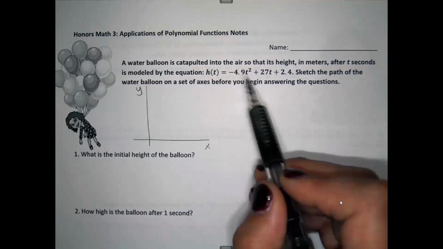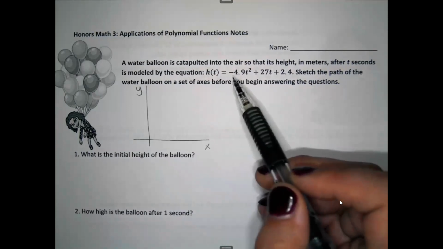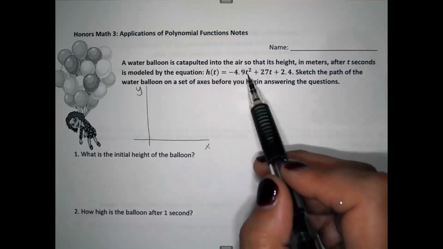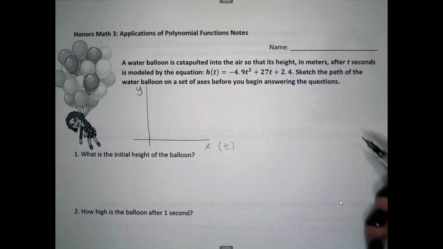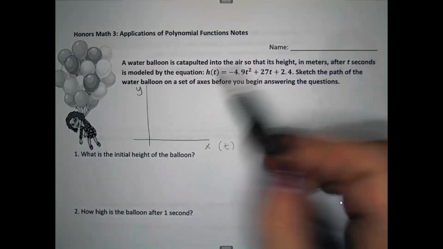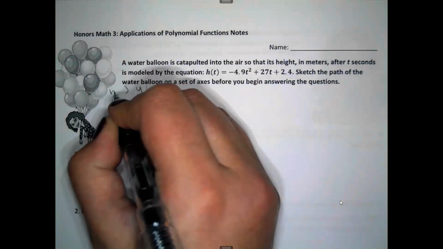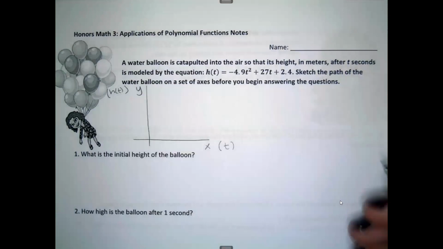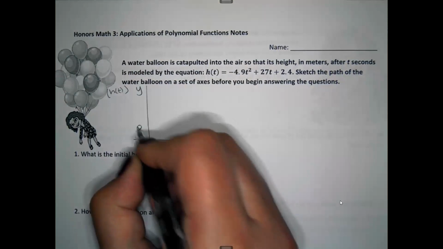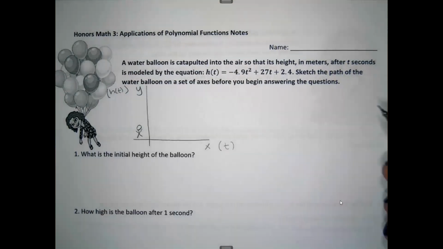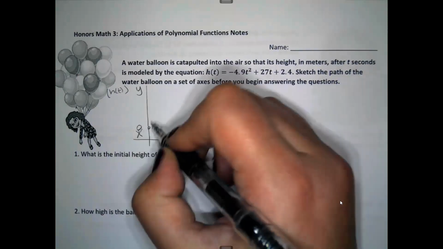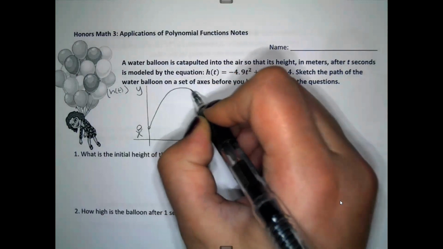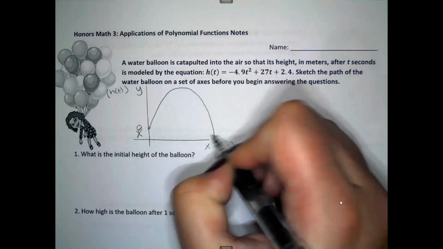And so even though this problem uses other variables, in my head, I'm still going to think of X and Y. So in this problem, they used T. So I'm just going to put that in parentheses that they used T. And then for Y, they used H of T. Okay, so I'm going to put my person who's catapulting a water balloon. They have the water balloon right here. They catapult it. It goes up in the air. It comes down and hits the ground and then splats.